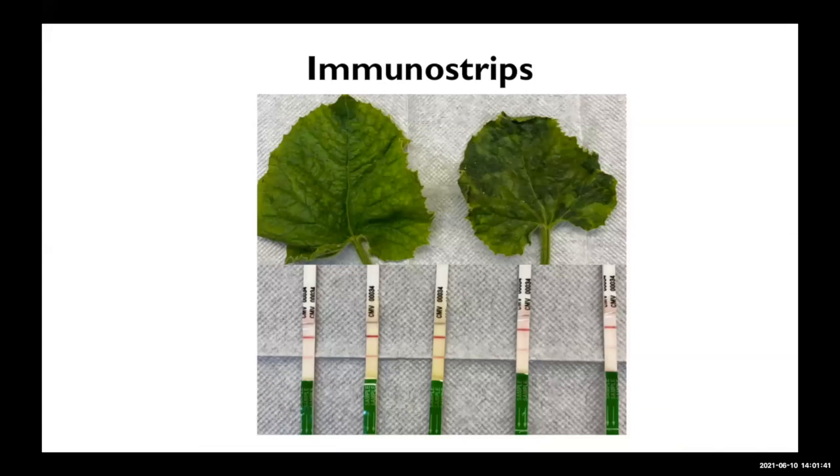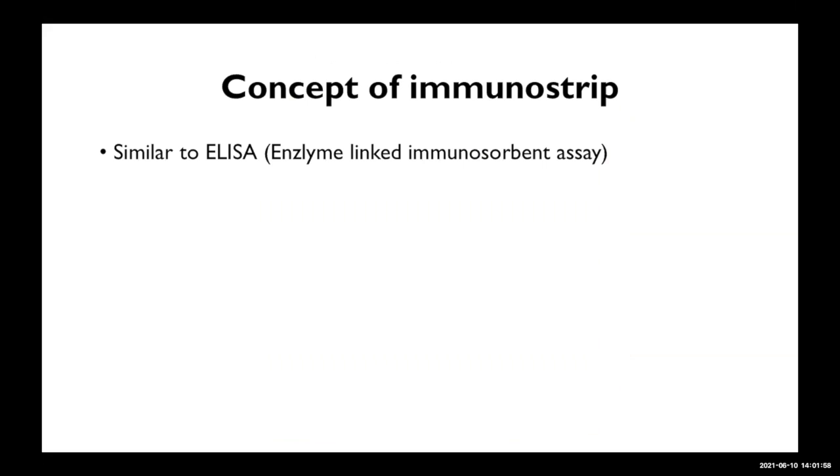Moving on to Immunostrips, as I showed before, it just costs like $10. It's rapid diagnosis. It's pretty much like a pregnancy test, where if you have 1 line, it's negative. If you have 2 lines, it's positive. So the concept is, as I said, very similar to a pregnancy test, which is based on ELISA. I have the spelling wrong there, but it's enzyme-linked immunosorbent assay.